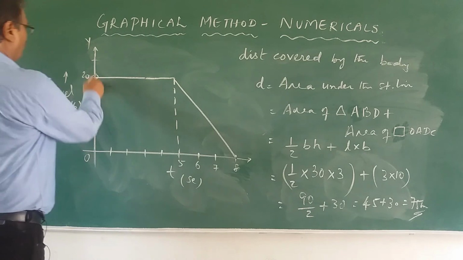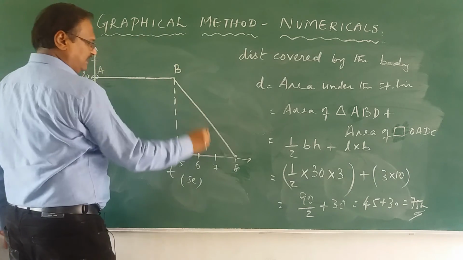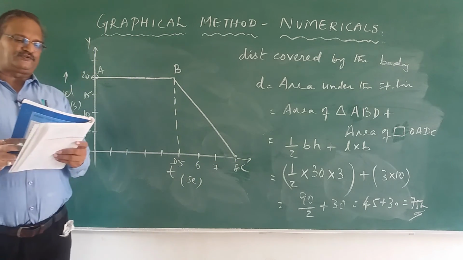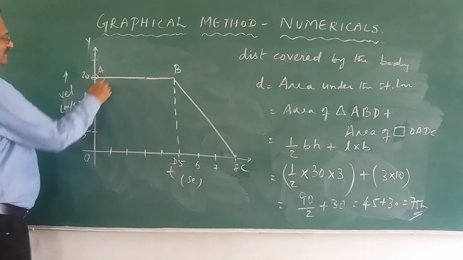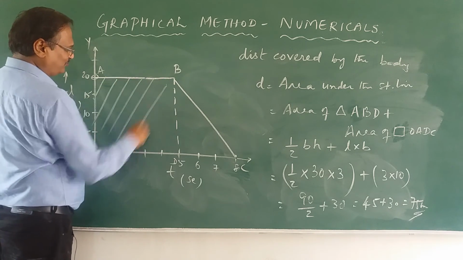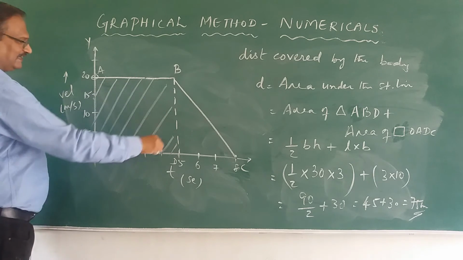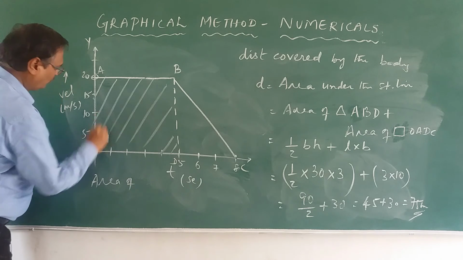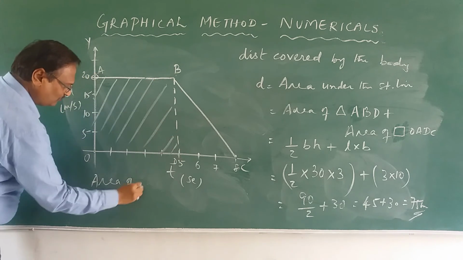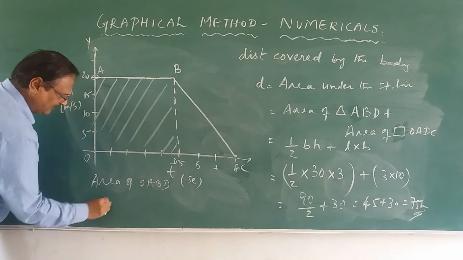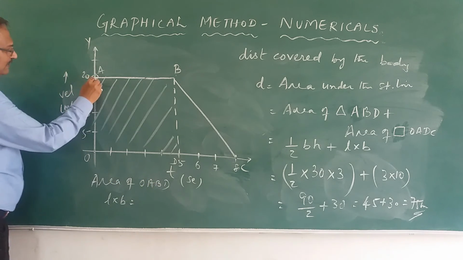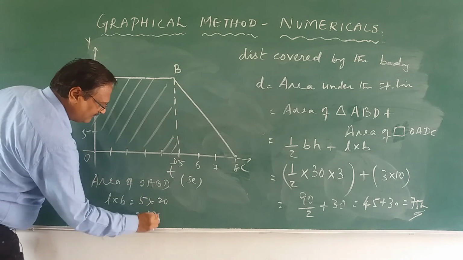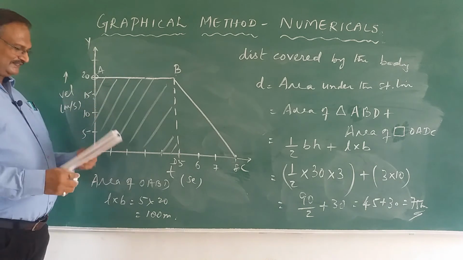Now you call this O, A, B, C, D. You can name it as you like. He is asking you, what is the distance covered in the first 5 seconds? Yes, this gives you the distance in 5 seconds. What is this? Rectangle or square, no problem, right? Area of OABD, length into breadth. Length we can take as 5, breadth we can take as 20, that is 100 meter. Done.